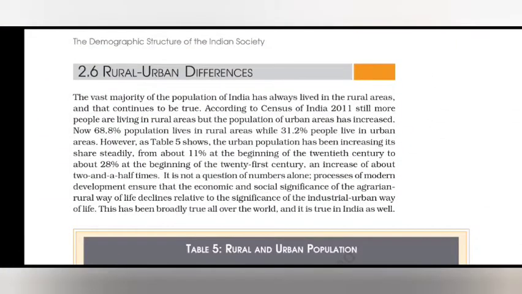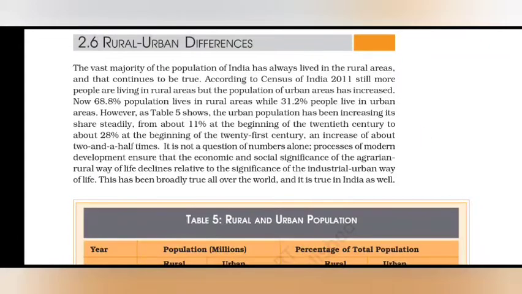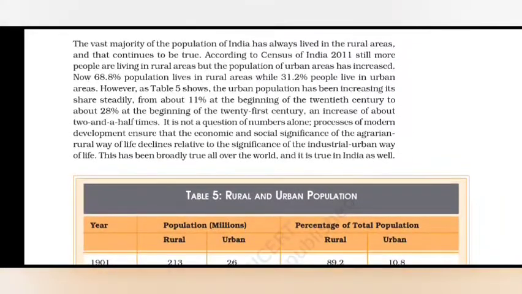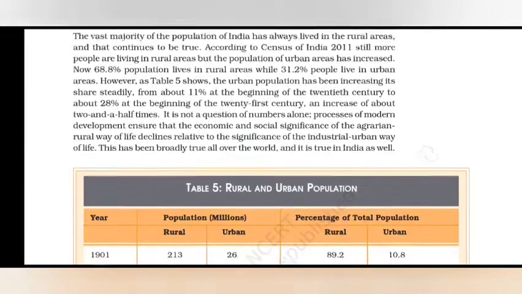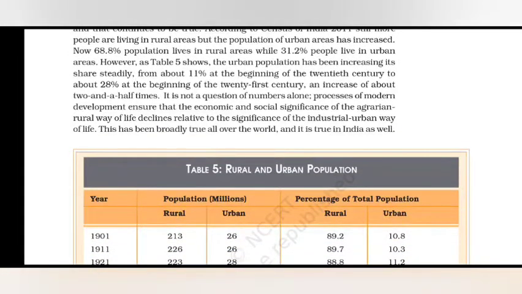Rural urban differences. The vast majority of the population of India has always lived in the rural areas, and that continues to be true. According to the Census of India 2011, still more people are living in rural areas, but the population of urban areas has increased. Now 68.8% of the population lives in rural areas, while 31.2% live in urban areas. However, as Table 5 shows, the urban population has been increasing steadily from about 11% at the beginning of the 20th century to 28% at the beginning of the 21st century, an increase of about 2.5 times.